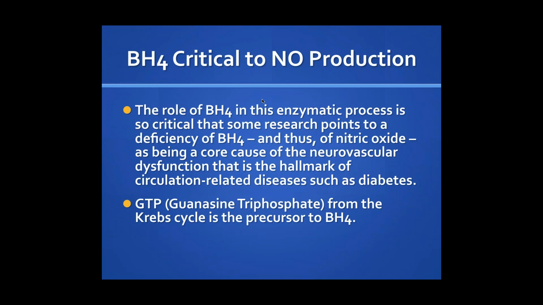The role of BH4 in this enzymatic process is so critical that some research points to a deficiency of BH4, and thus of nitric oxide, as being a core cause of the neurovascular dysfunction that's the hallmark of circulation-related diseases such as diabetes. And don't forget that the Krebs cycle has to be running fully and regulated in order to make guanosine triphosphate, which is needed as the precursor to BH4.